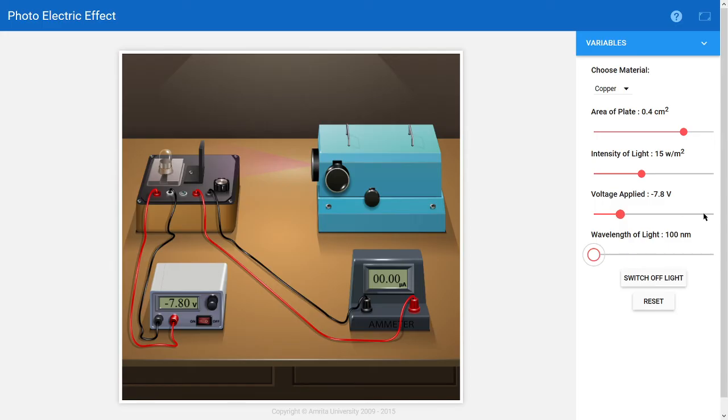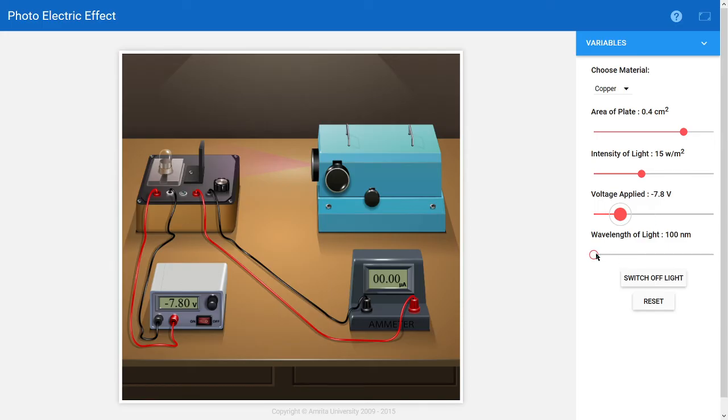We can get at least 15 to 20 readings for a reasonable interval. Suppose this is 7.8, I think. Yeah, 7.8 we are getting this. So we can change the value for the interval of 0.5. For 0.5 interval we can change the value so that we can get a very reasonable number of data.